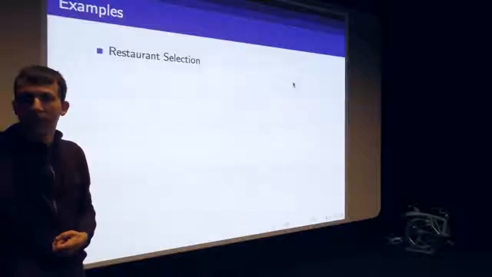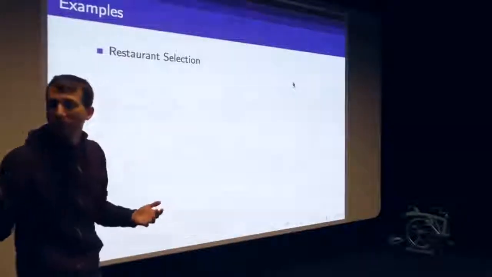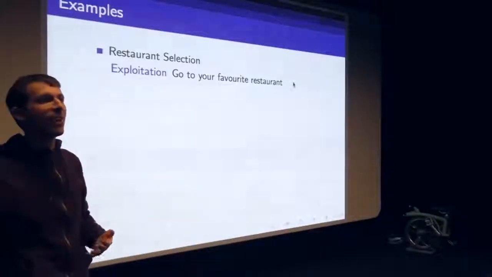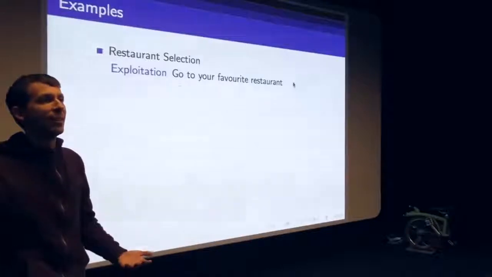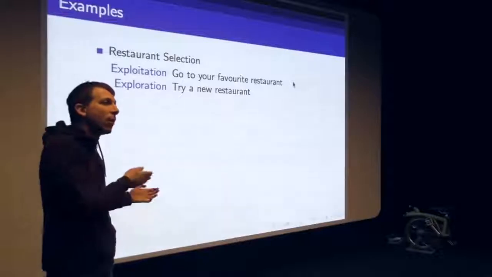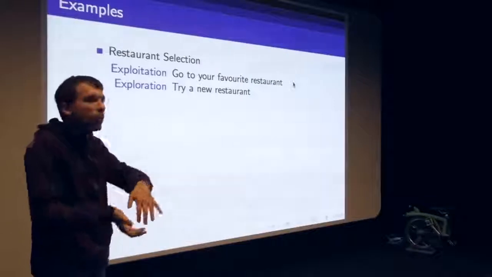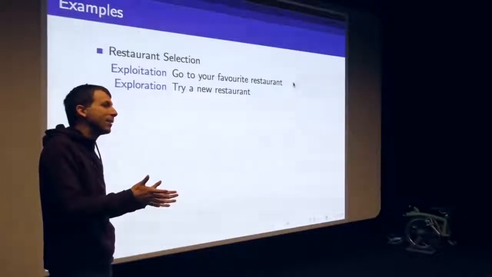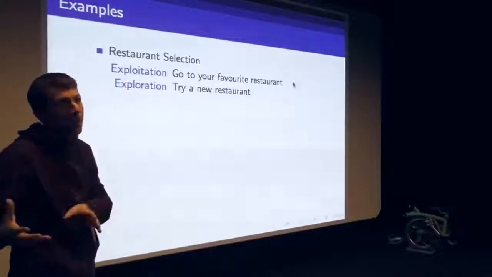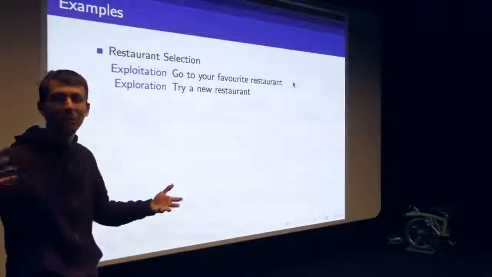So let's just have some examples. You all go to restaurants occasionally. What happens if you're trying to pick the best restaurant? Exploitation means you go to your favorite restaurant. Exploration would be trying a new restaurant. Now, how do you balance these? If you never explore and keep going to your favorite restaurant, you get stuck on something suboptimal. But if you explore all the time, you end up maybe eating food that you don't like, and maybe you should have gone to your favorite restaurant a little bit more often. So you have to balance these things out so that you end up finding the best restaurant and eating delicious food along the way.